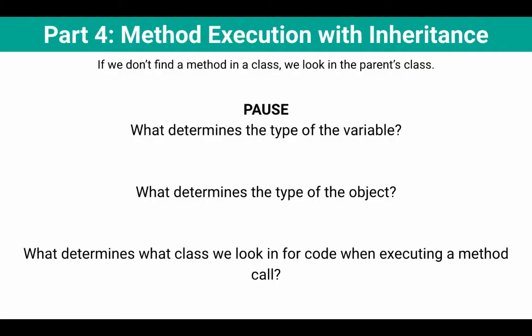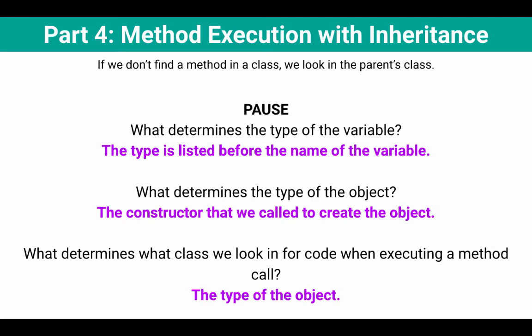Okay, I want to end part 4 with just a little bit of review. First, the learning goal was if we don't find a method in a class, we look in the parent's class. But I want you to pause here and try and identify what determines the type of the variable, what determines the type of the object, and what determines what class we will look in for code when executing a method call. You should pause here and then I'll go over the answers now.